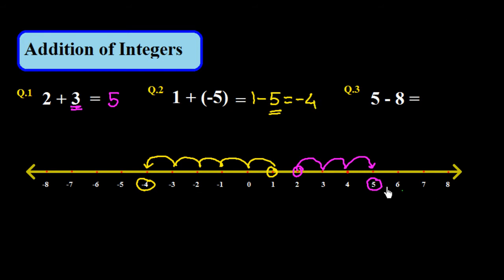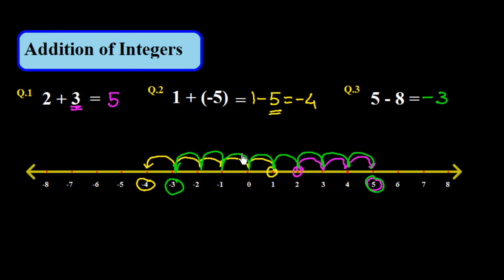Now we see one more question. Here we have to subtract 8 from 5. So we see what happens now. We have 5 here. Now we have to subtract 8 from this. So we have to move 8 steps to the left side. So here 1, 2, 3, 4, 5, 6, 7 and 8. So we get minus 3 here. So 5 minus 8 is equal to minus 3.